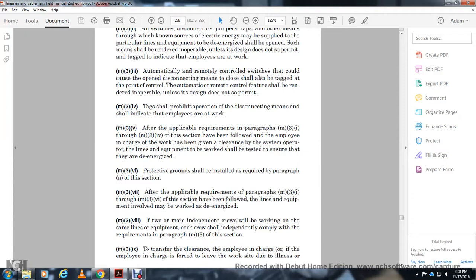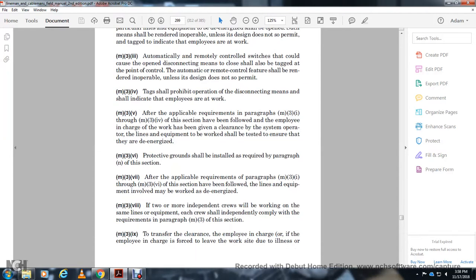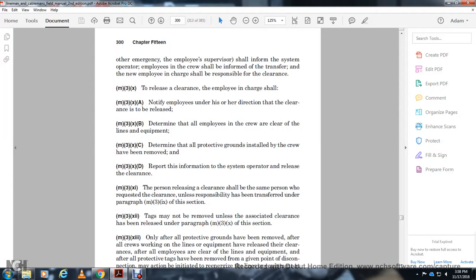Alright, M39, the transfer of the clearance. If the employee in charge of the force leaves the work site due to illness or other emergency, the employee's supervisor shall inform the system operator of the transfer to the new employee in charge, who is responsible for the clearance. Upon relief, the employee in charge shall notify the employees under his or her direction, determine that all employees in the crew are clear of the lines and equipment, determine that all practical grounds installed by the crew have been removed, and report the information to the system operator to release the clearance.